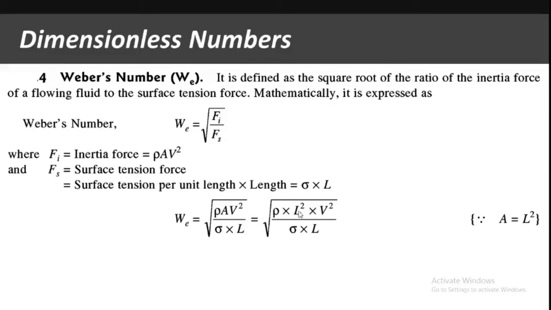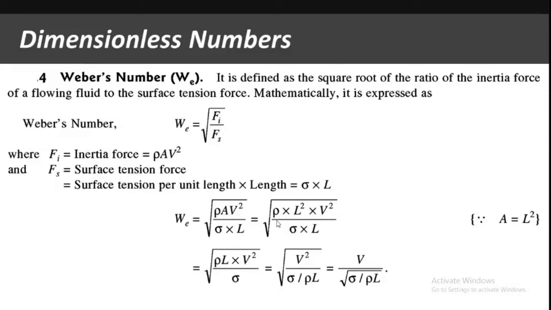Here A is nothing but the product of length into length. So it is rho L square v square upon sigma into L. So L cancels, and finally we will have under root of rho L into v square upon sigma. This rho L you have to put in the denominator. So it is under root of v square upon sigma upon rho L. Then v square and root cancel. So it is simply v upon under root of sigma upon rho L. So the formula for Weber number is v upon under root of sigma upon rho L.